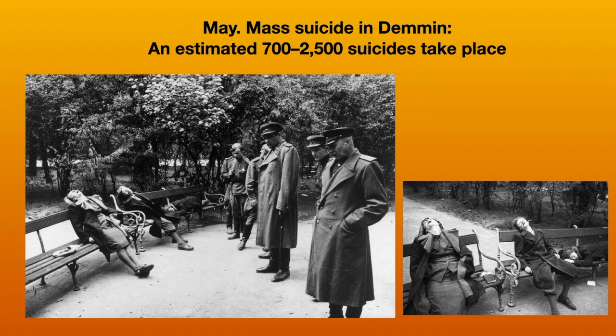It wasn't just Hitler, but many other Germans decided to commit suicide. Mainly, I think, because, of course, they'd committed terrible atrocities with the Soviet invasion. And they knew that the Russians would have retribution when they came back into Germany. So an estimated, just in one town alone, in Demmin, 700 to 2,500 suicides took place. We can't be sure of the exact number, but that's the sort of ballpark figures that we're aware of.